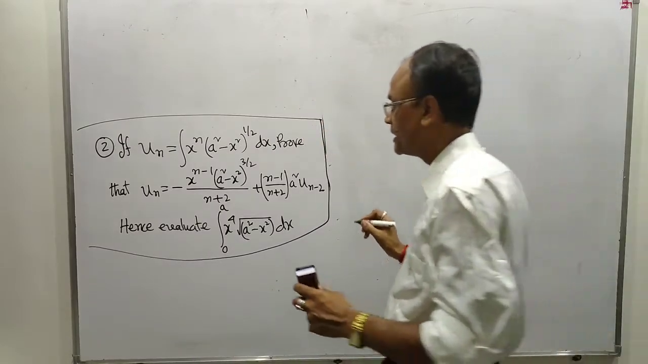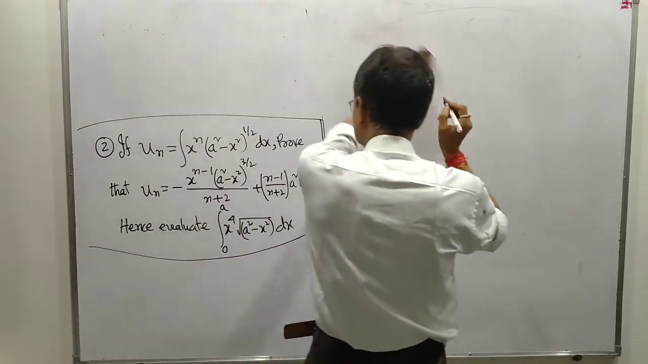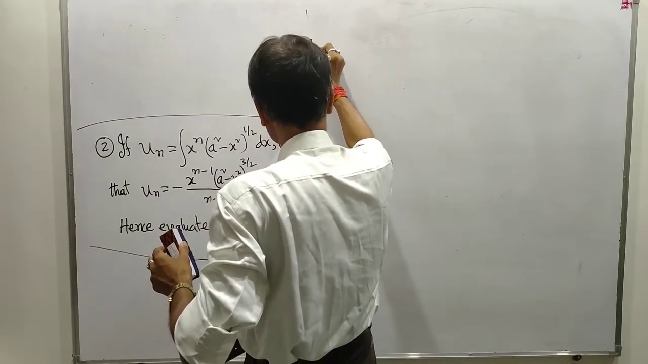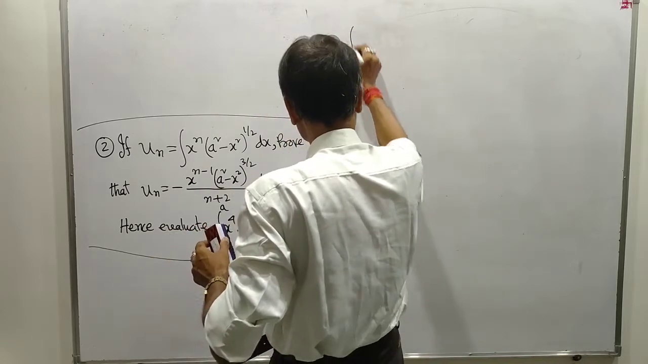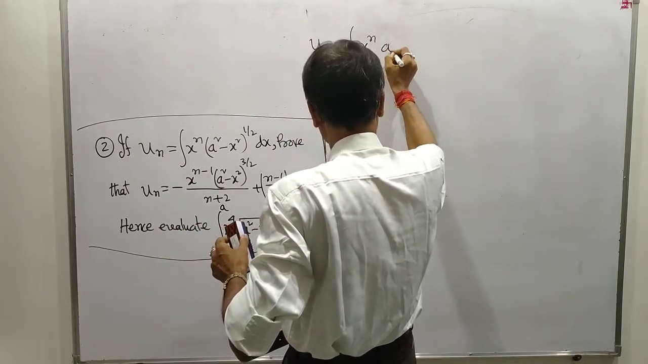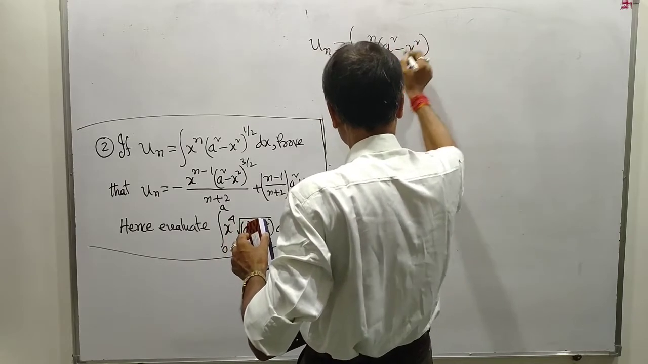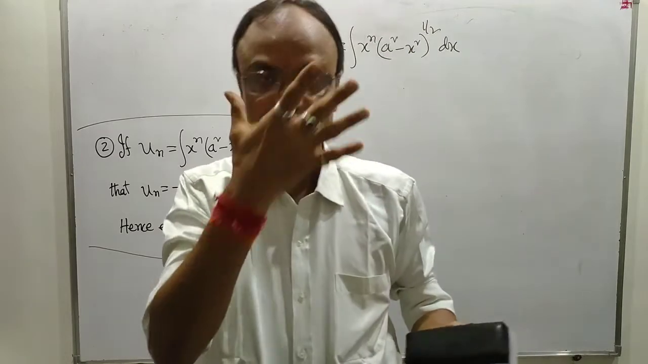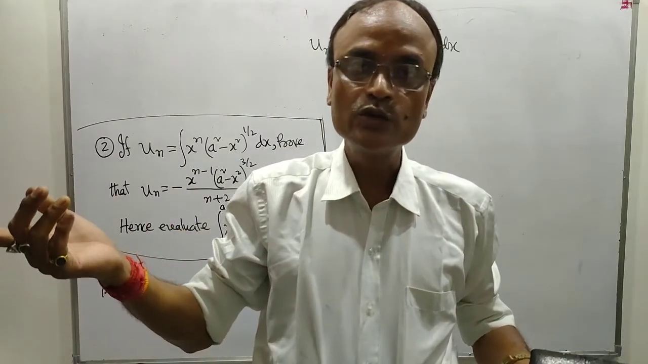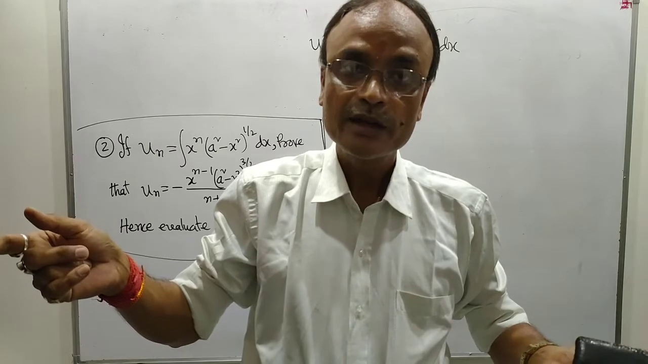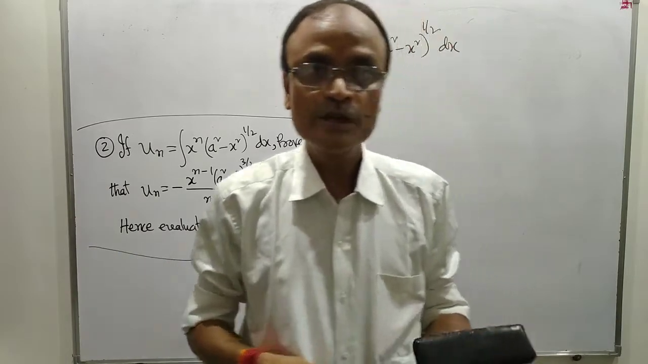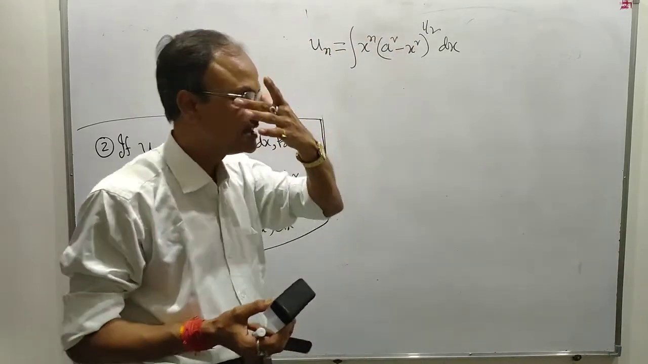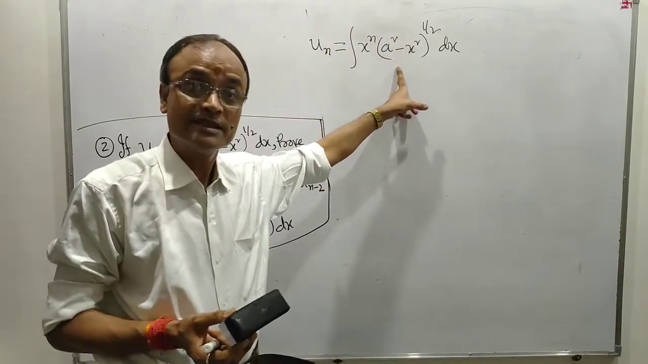Now, here you see, solution of 2. Un equal to integration x to the power m, x square minus x square whole to the power half dx. To find the reduction formula, we are going to apply the method of integration by parts. What will be the second part of this integral?